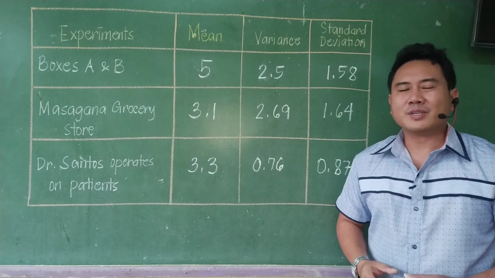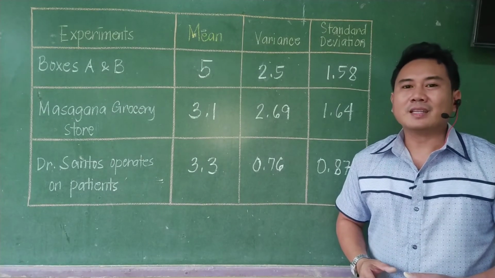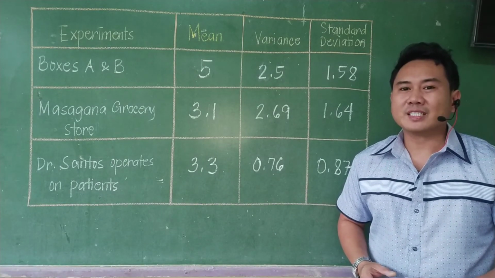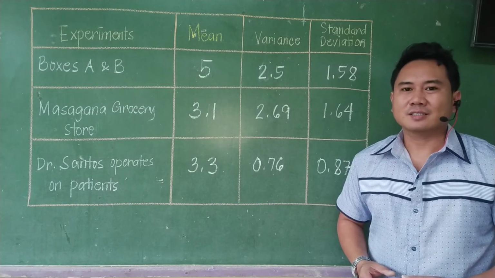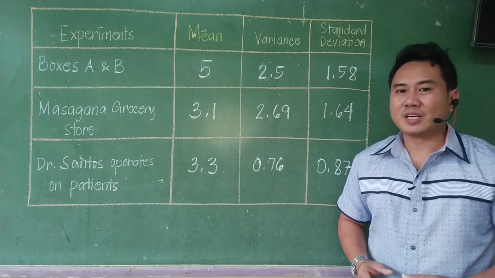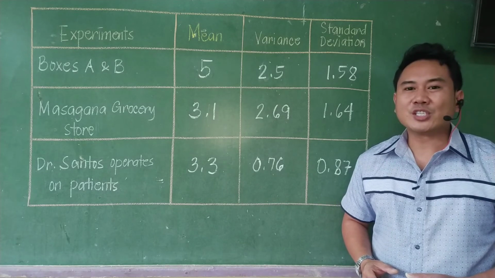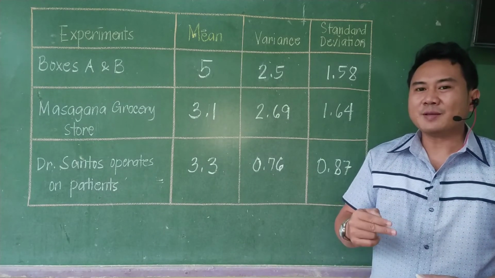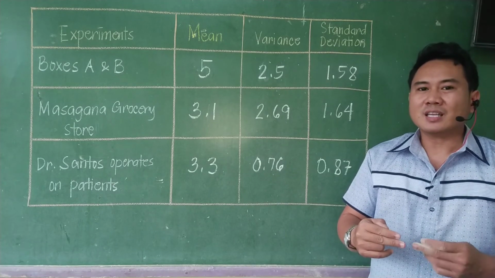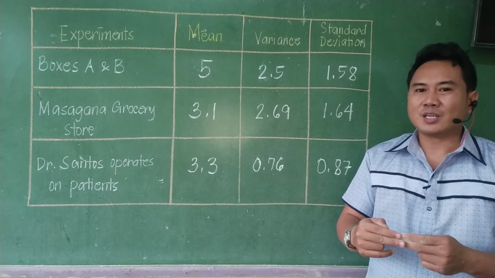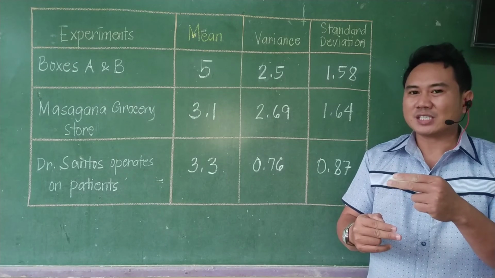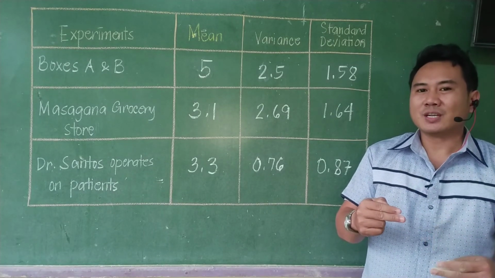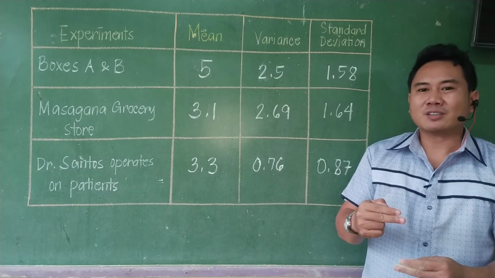The next problem is about Dr. Santos and how many patients he can operate on a day on average. The mean of that problem is 3.3 with a standard deviation of 0.87. It means from 3.3 patients, the next score above 3.3 would be 4.17 patients and the next score below 3.3 is 2.43 patients.